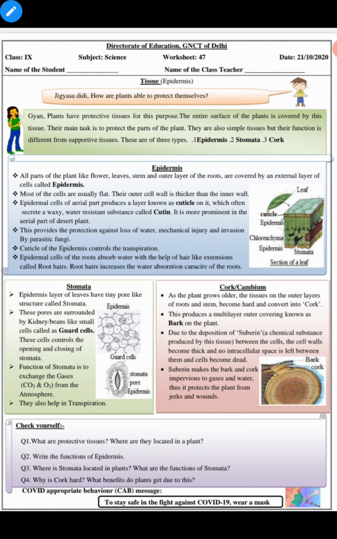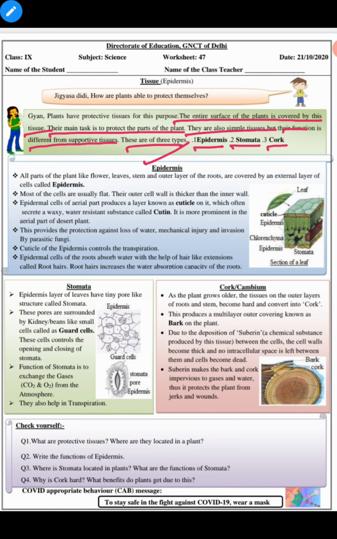The entire surface of the plant is covered by the tissue, and their main task is to protect the plant. They are also simple tissue, but their function is different from the supportive tissue. There are three types: epidermis, stomata, and cork. Now let's see about epidermis.